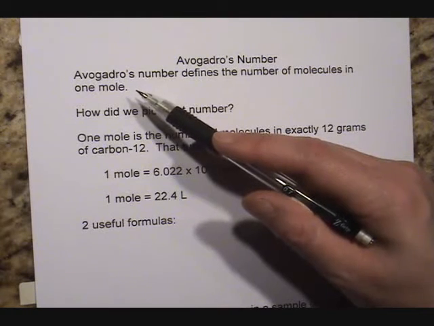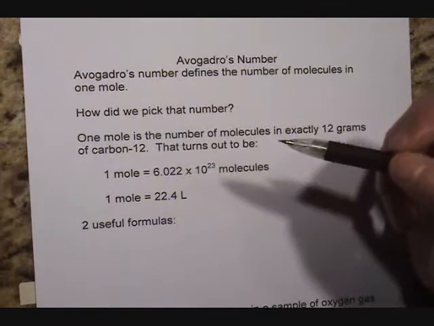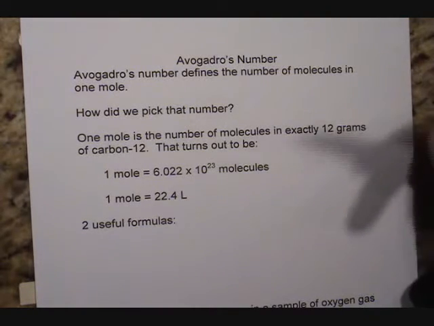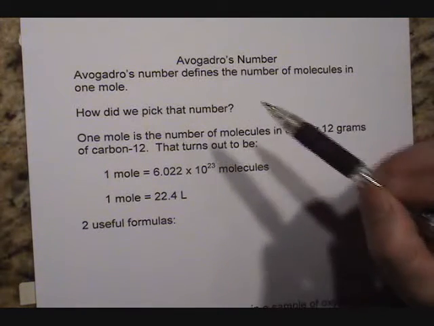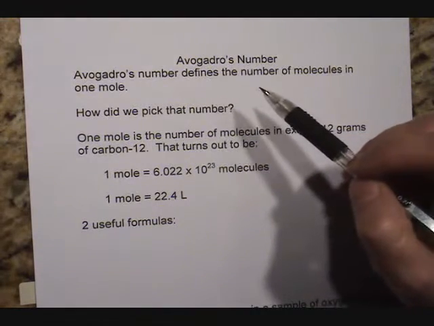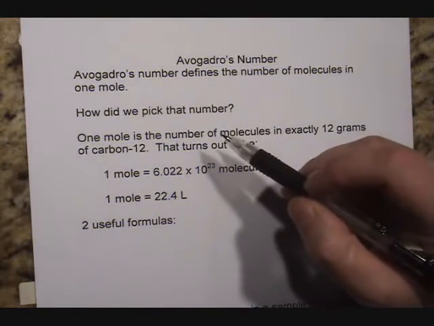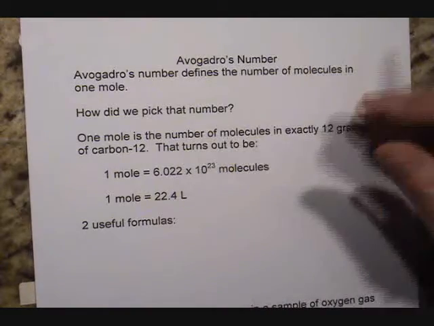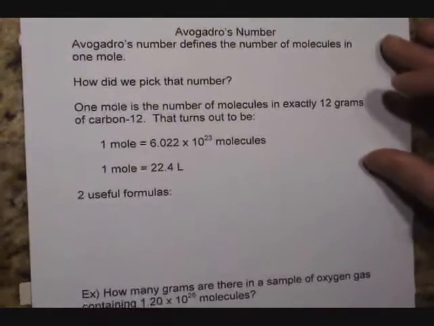Now you could use Avogadro's number for anything. You could also use it for people, cars, houses, trees. But the way we specifically want to use Avogadro's number is in a chemical sense to count the number of molecules in a substance. And although this is just a little historical note, how did we actually pick that number?